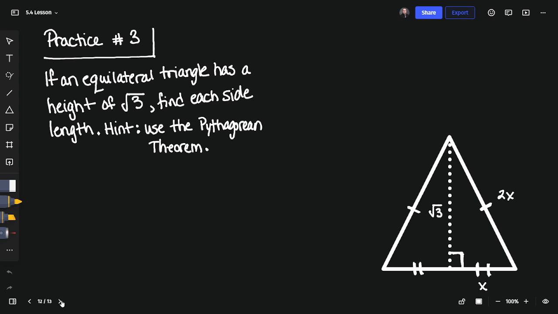Remember, the Pythagorean theorem can only be used on right triangles. So you might not necessarily use it on the equilateral triangle, but on one of its component triangles that it was split into. Go ahead and give it a shot, and we'll go from there.